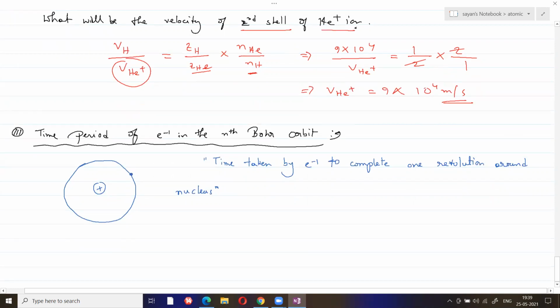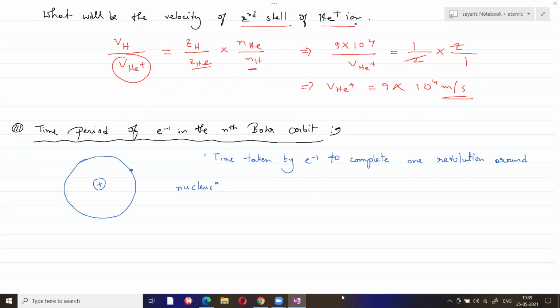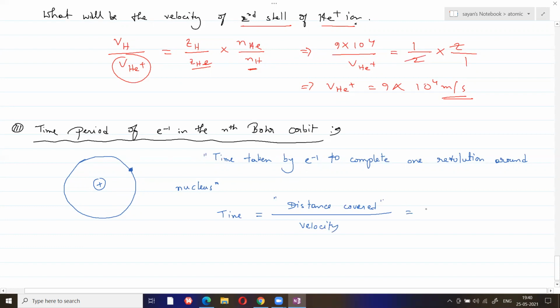Now look, can I write time taken equals distance covered by velocity? Now look, the electron revolves around the nucleus in a circular path. So the distance covered is basically the circumference. What is the circumference formula? 2 pi r, where r is the radius and v represents the velocity.